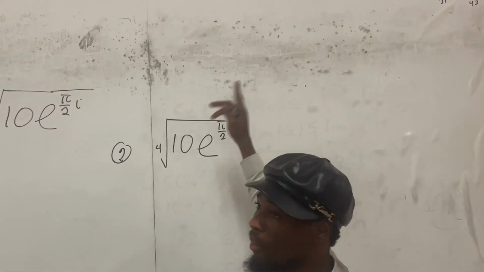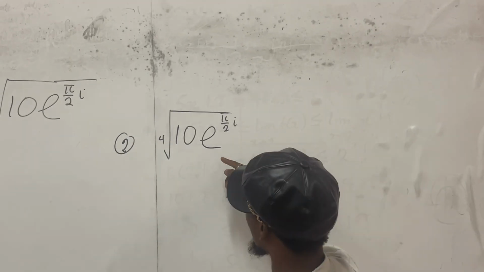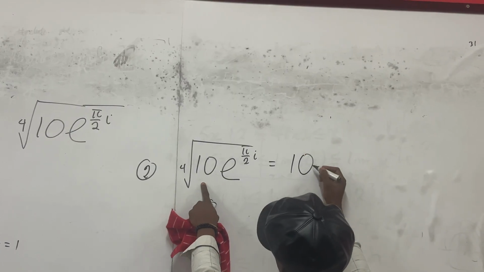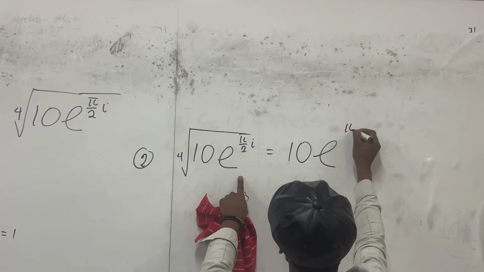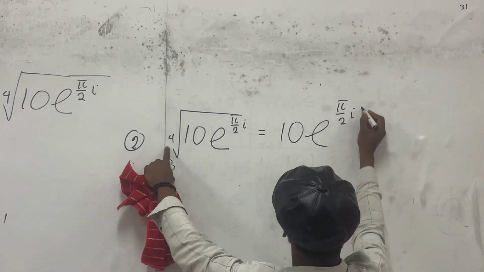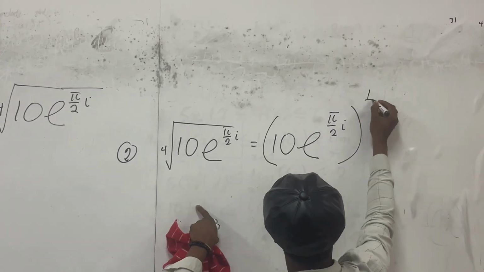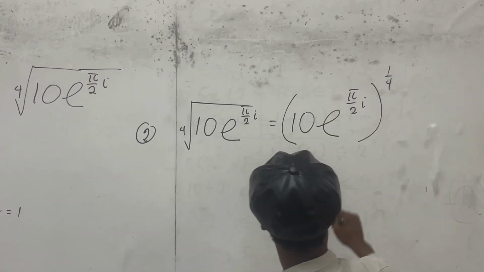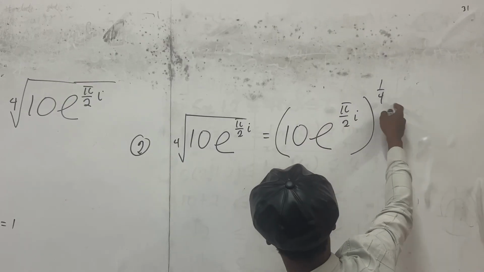This simply means to the power 1 over 4, right? So viewers, this is the same as e exponential pi over 2i, okay? And this is the same as to the power what? 1 over 4. Do you get it that way? So what happens? This affects that and affects that.